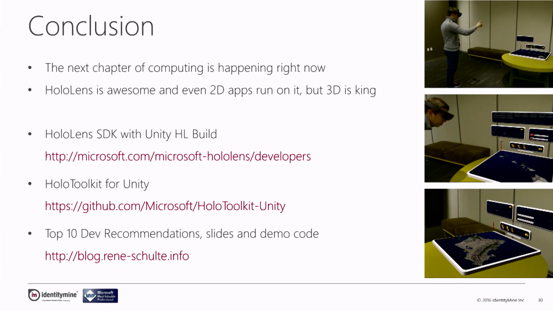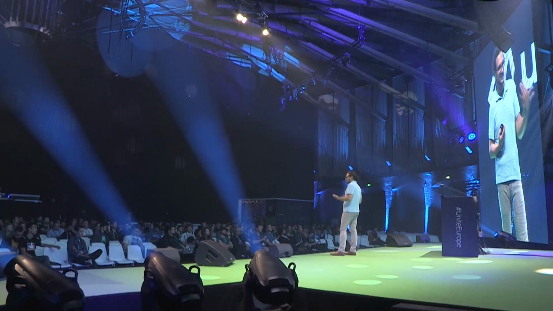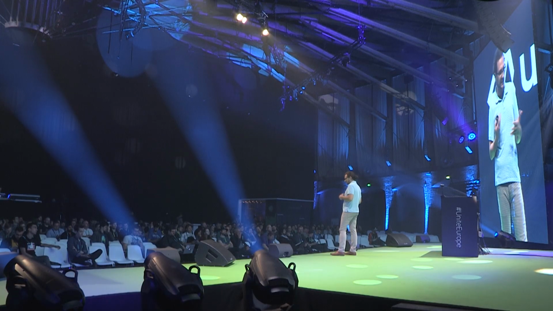You can get the HoloLens SDK with that special Unity build from that location. It's all for free, basically. The HoloLens SDK contains the emulator plus the special Unity build, and you can get started right away. There's also a link for the HoloToolkit, which I mentioned, an open source project by Microsoft with a bunch of prefabs, scripts, and so on.